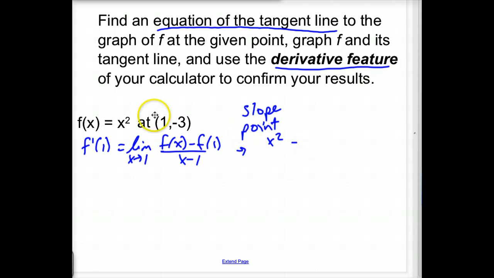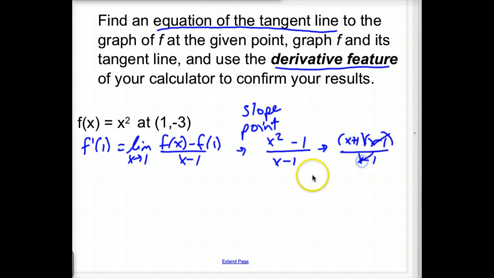F of 1, if you plug 1 into x squared, you get 1 squared, which is 1, over x minus 1. That can factor to x plus 1 and x minus 1 all over x minus 1. So you get the limit as x approaches 1 of x plus 1, so we're going to do direct substitution, and you get 2.